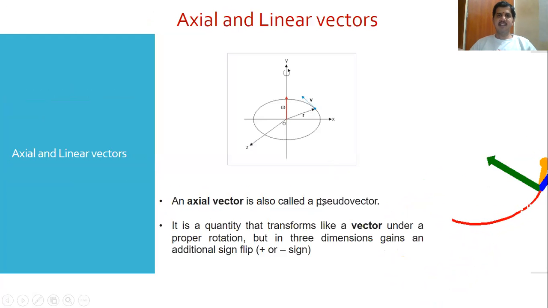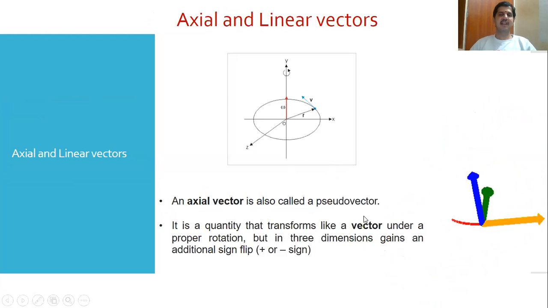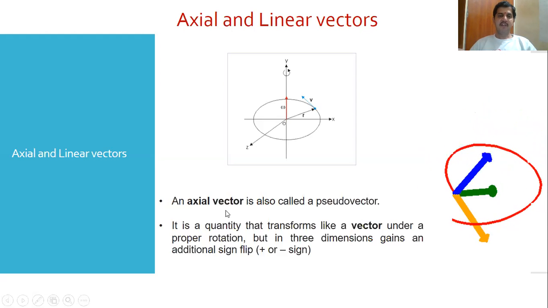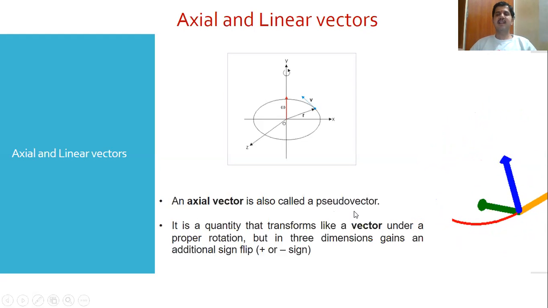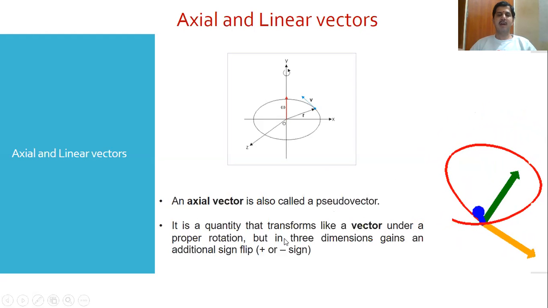Now let us understand axial and linear vectors. It is very important to understand at this point, because we have to measure something, and when we are measuring, you will always ask whether it is a vector quantity or a scalar quantity. An axial vector is also called a pseudo vector. Pseudo means which is not existing, or which exists only under certain conditions. It's a quantity that transforms like a vector under a proper rotation.